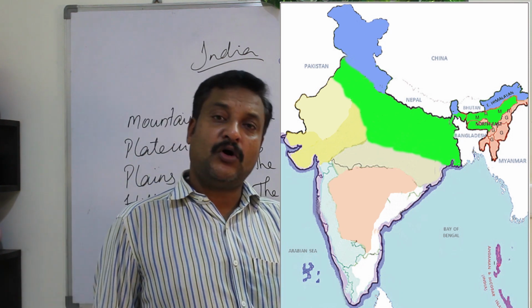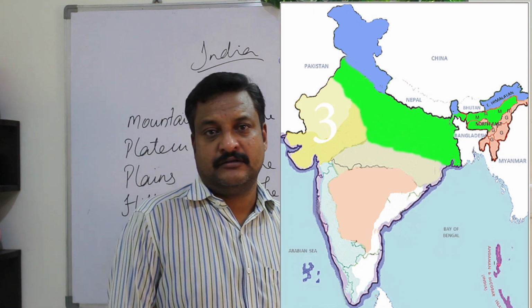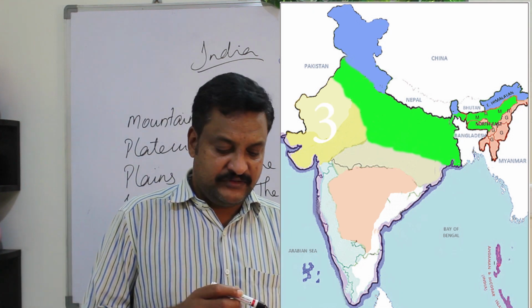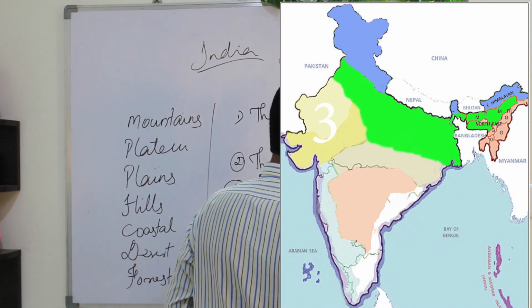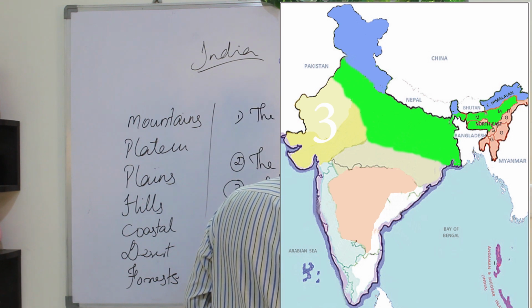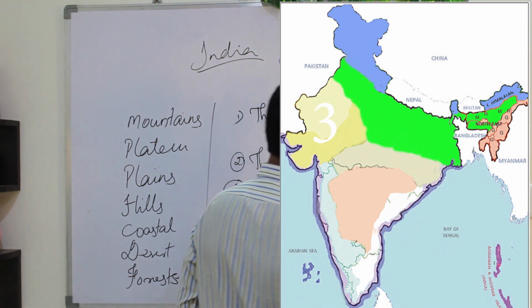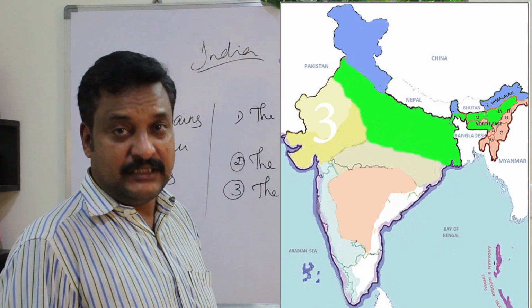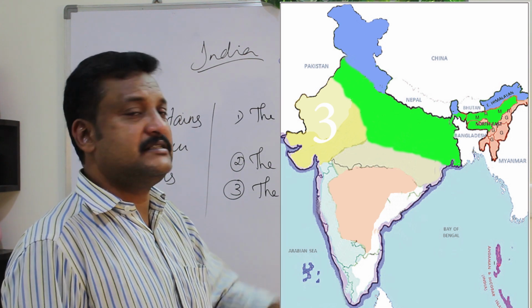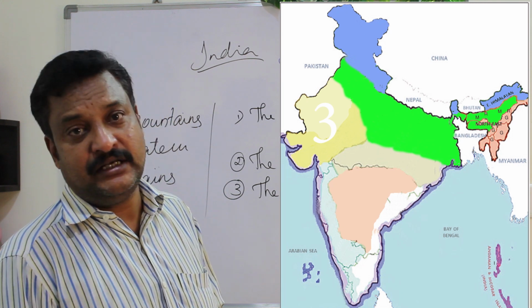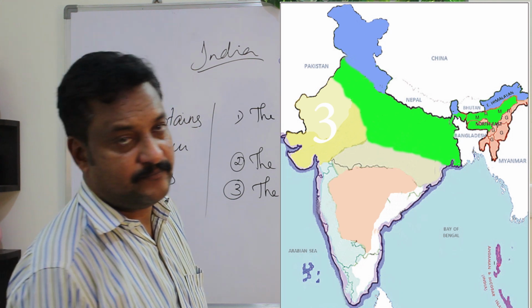In the north itself, to the west of the plains, we have a desert, also known as the Thar Desert. Yes, the Rajasthan region of India is a desert region. That is the Great Indian Desert or the Thar Desert.